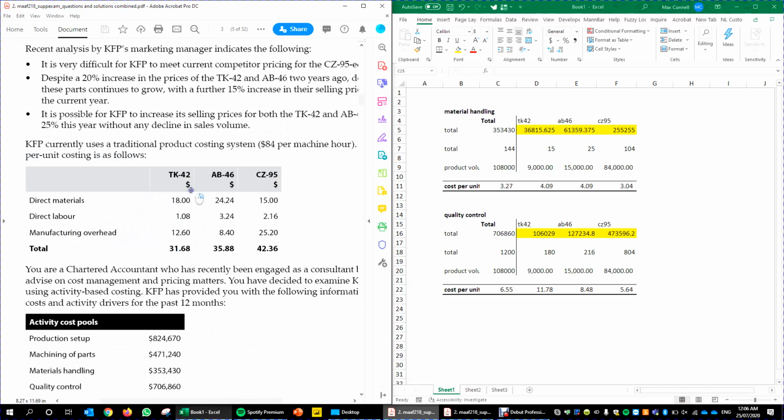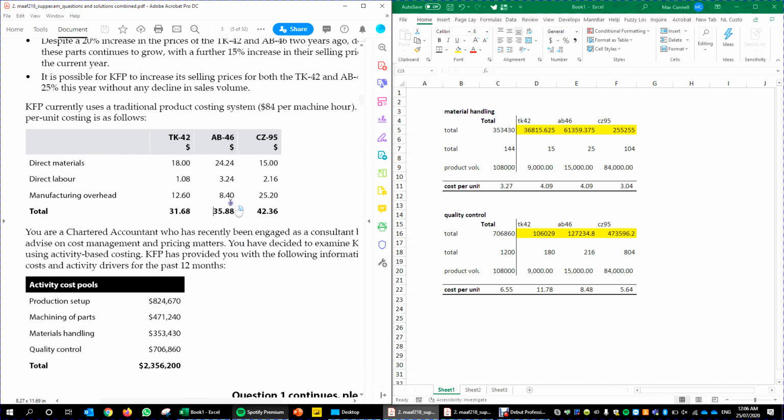So previously, under the traditional product costing system, which is not the method we're undertaking, but this shows you the previous total product cost. Under the old system, we're saying that TK42 costs $31.68, AB46 costs $35.88, and so forth. All right. What this question is asking us to do is, under the new costing system, which is basically a different way of allocating costs, what is the total cost per product?